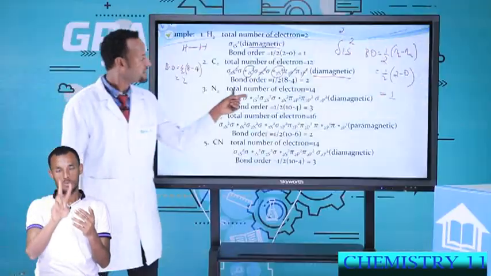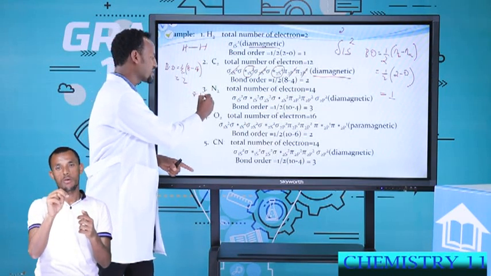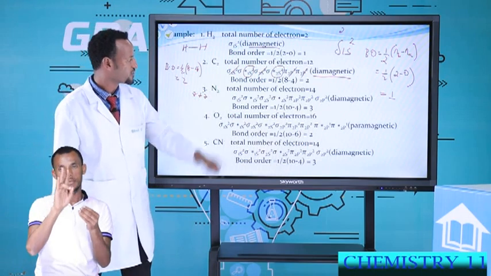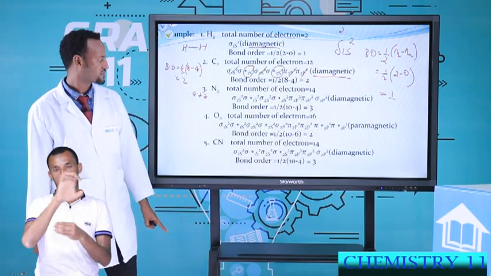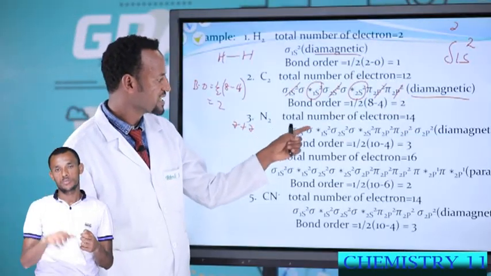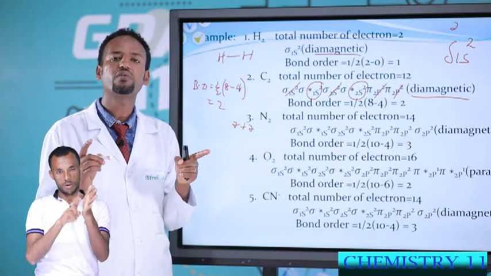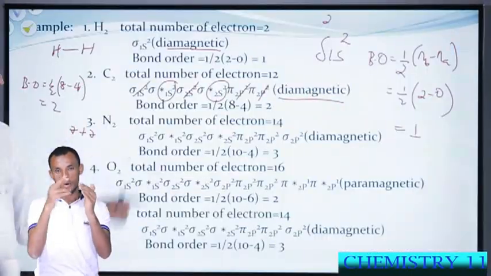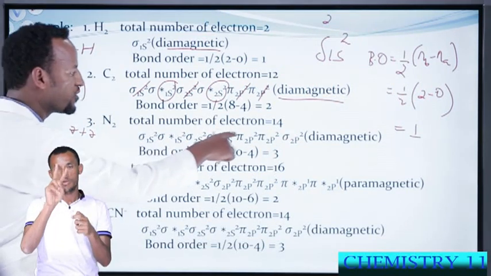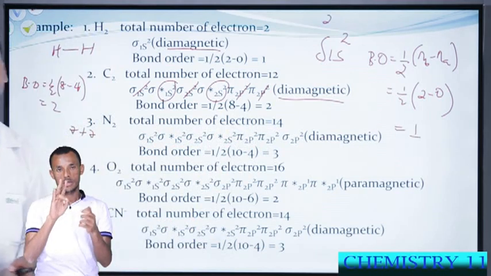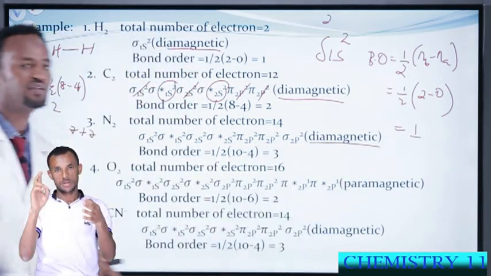N2. Total number of electrons is 14. Why? Because nitrogen is 7, and 7 plus 7 is 14. This is the molecular orbital electron configuration. Sigma 1s2, sigma star 1s2. Remember, there are two types of rule. One, total number of electrons less than or equal to 40. The order is this one. Total number of electrons, 1, 2, 3, 4, 5, 6, 7. 7 means 14. All electrons are paired. Because of that, again diamagnetic.